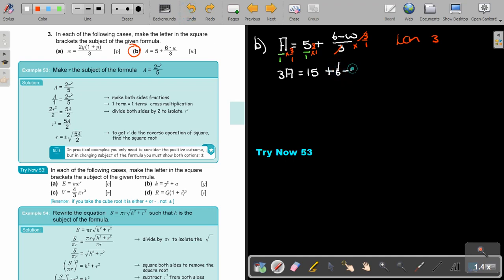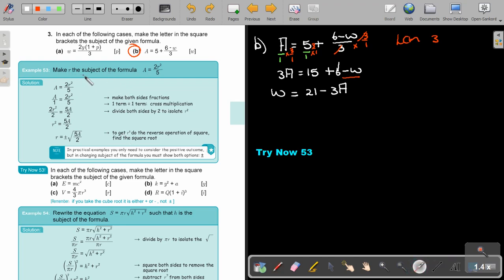6 minus W. Okay, now who must become the subject? W. So if W must become the subject, then I'm taking it over because it's negative. I don't like negative. Then I can already say 15 plus 6 will be 21. Bring 3A over, and that will be my final answer, 21 minus 3A. As easy as that.